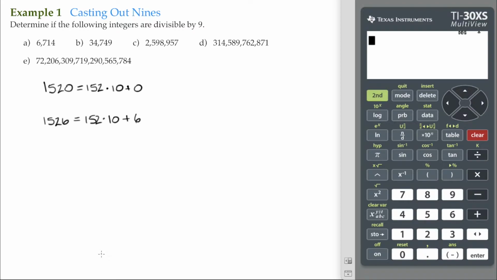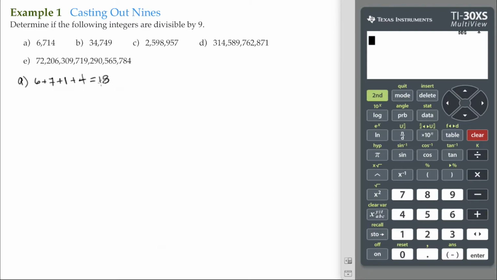So with that same notion, we can conduct simple divisibility tests using 9. This is known as casting out nines. And one of the simplest ways of being able to determine if a number is divisible by 9 is, for letter A here, if we simply add up the digits of the number. And if the sum is divisible by 9, then the whole number is divisible by 9. So if we did 6 plus 7 plus 1 plus 4, that's equal to 18. Now we know that 18 is divisible by 9. So then 6,714 will also be divisible by 9.